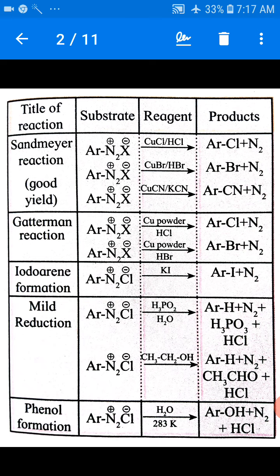gas. Mild reduction. In this, aryl diazonium chloride on reaction with H3PO2 with water, that is hypophosphorous acid or phosphinic acid, gives arenes plus N2 gas plus H3PO3 plus HCl. Again this aryl diazonium chloride on reaction with ethanol gives arenes plus N2 gas plus CH3CHO plus HCl.